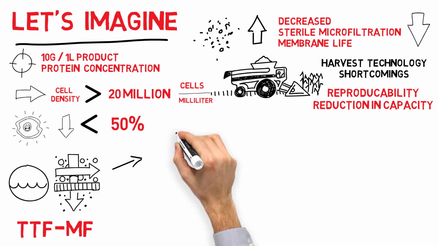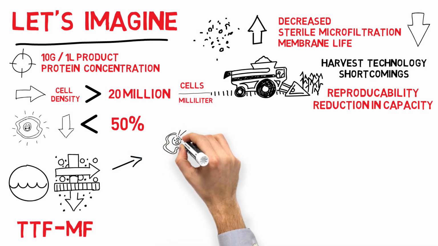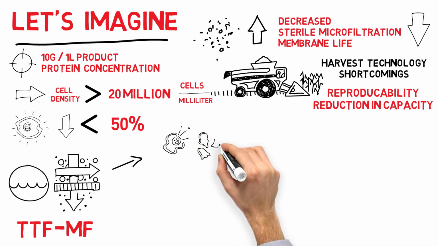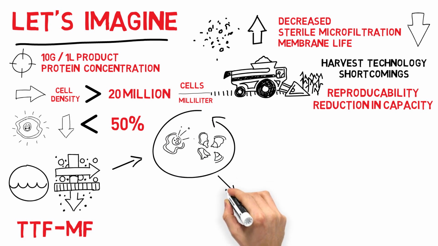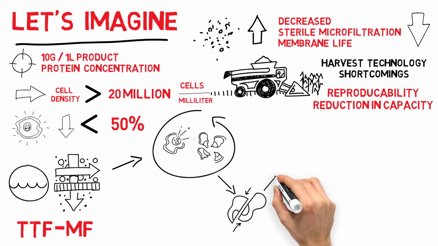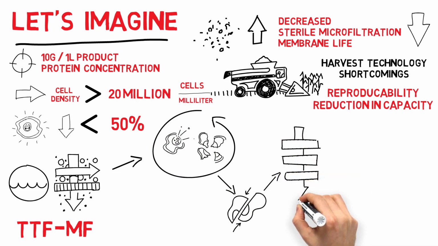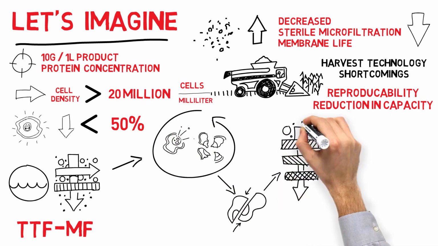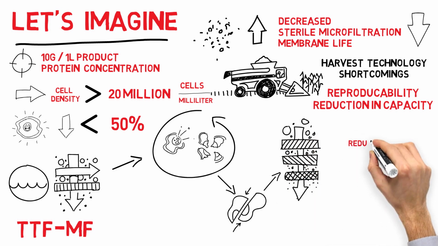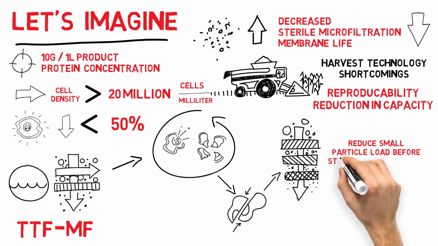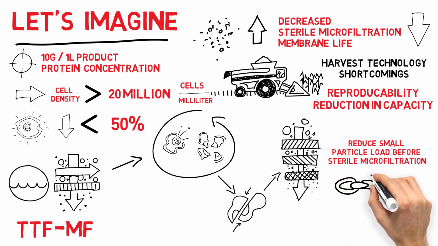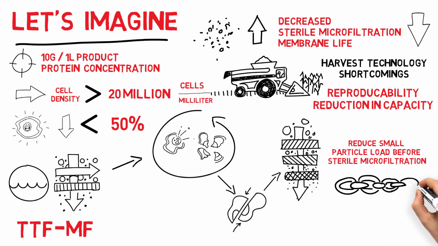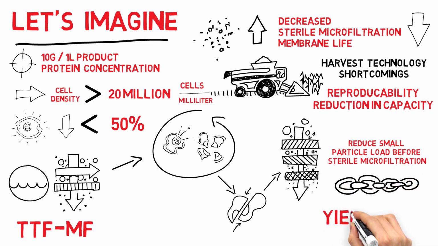Here may be the reason for these shortcomings. Even though TFF-MF processes are often designed to minimize the rupture and fragmentation of cells in the recirculation loop, the high cell density fluids result in increased cell shear and fragmentation. As a result, a secondary clarification depth filter may be required after TFF-MF to reduce the small particle load before sterile microfiltration. Although multiple stages are common within harvest and clarification to achieve product clarity, each unit operation increases the potential for additional product yield loss.